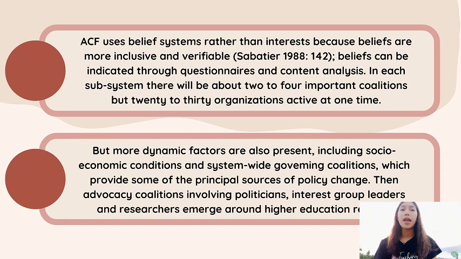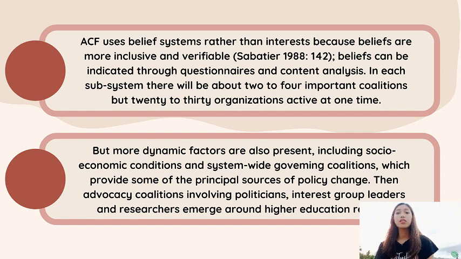So ACF uses belief systems rather than interests because beliefs are more inclusive and verifiable. That is, again, according to Sabatier, 1988, page 142. Beliefs can be indicated through questionnaires and content analysis. In each subsystem, there will be about 2 to 4 important coalitions but 20 to 30 organizations active at one time. And the ACF specifies that there are sets of core ideas about causation and value in public policy.